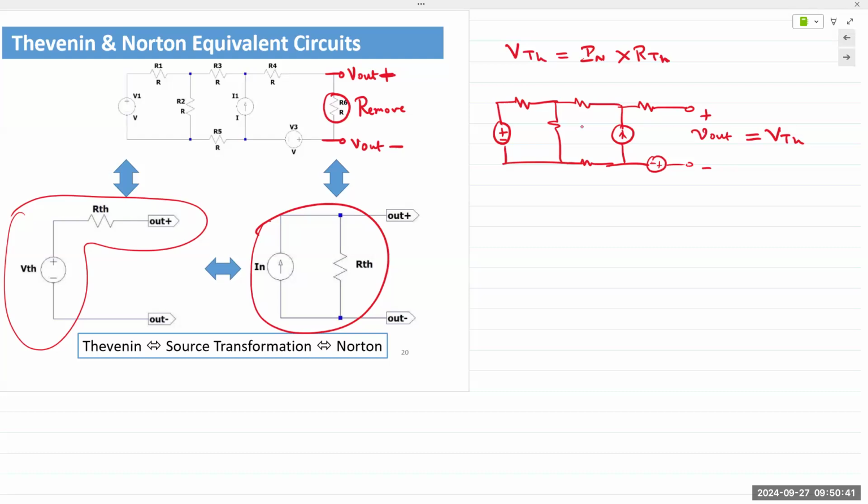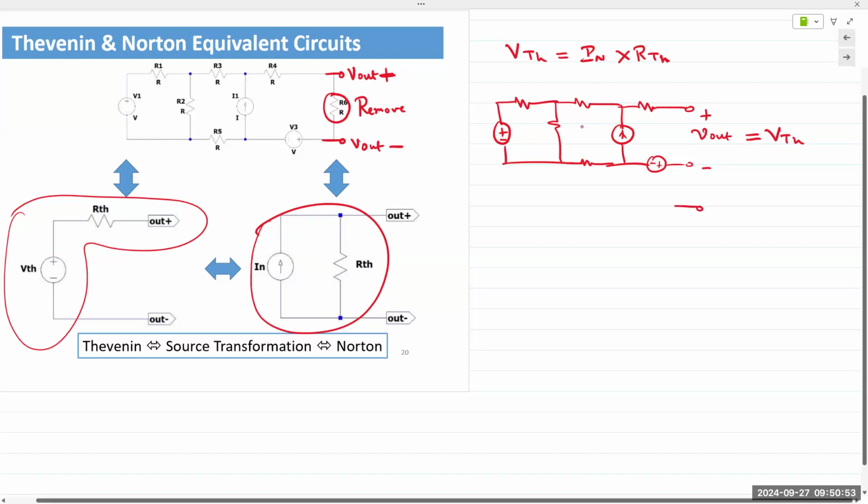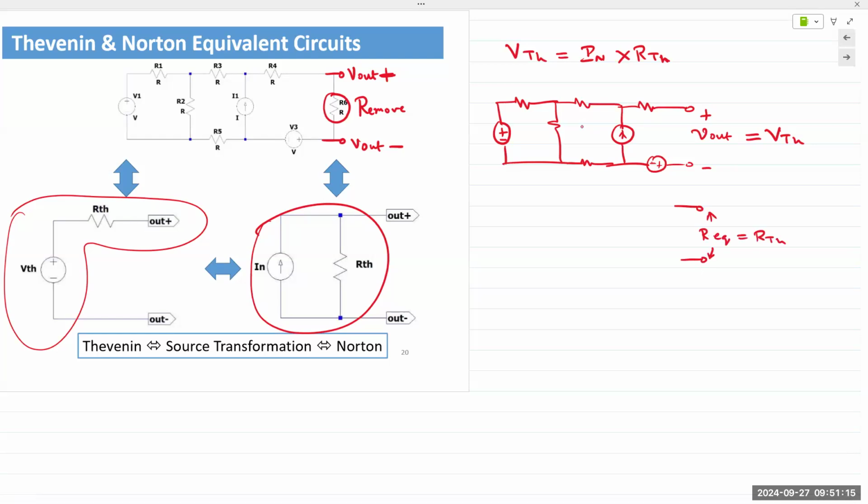How about Thevenin resistance? What is the setup of Thevenin resistance? The measurement terminals are still the same. You measure the resistance at those output terminals. RTH is measured between these terminals. All you're doing is you're determining REQ as seen from the perspective of those terminals. And REQ, the total equivalent resistance, gives you your RTH.